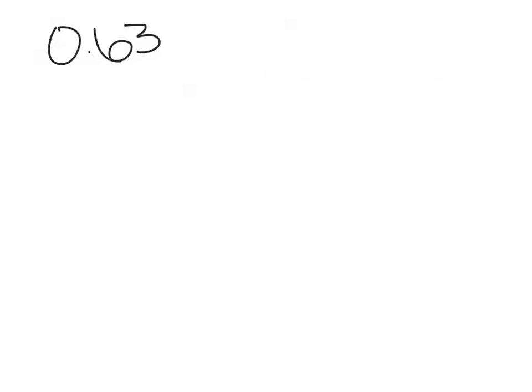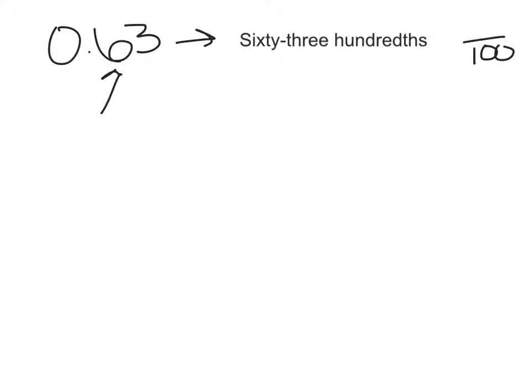First, we have to read the decimal, which is read as 63 hundredths. And this tells us what our denominator is, right? Hundredths means that our denominator is going to be 100. And remember, you can always check this too. All you have to do is read the places behind the decimal. So the first place, as we know, is tenths, and the second place is hundredths. So we read it as 63 hundredths.